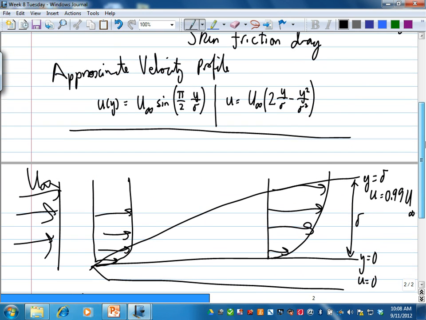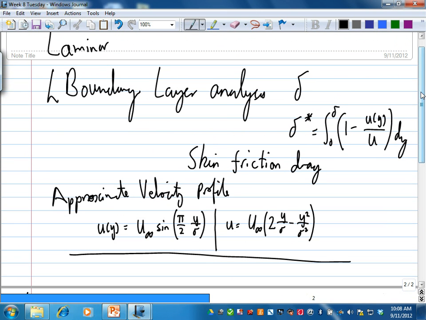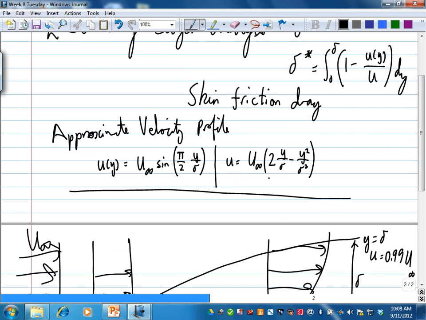Yesterday we had these two. We assume these two velocity profiles. They are approximate to within 10 or 20%. The exact one is very hard to work with. So if we put this into this, let's see what happens. We can actually work out what del star is as a function of del.